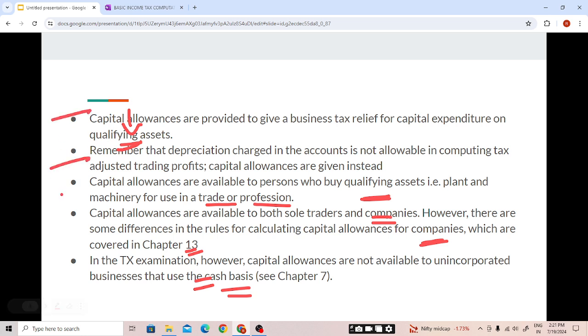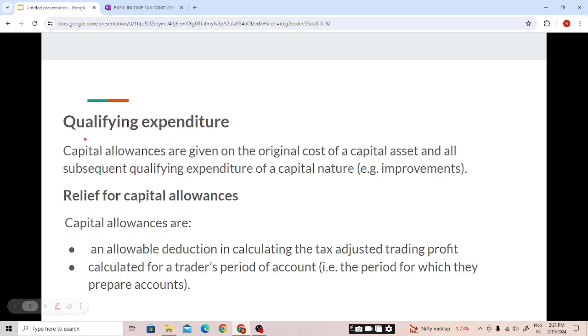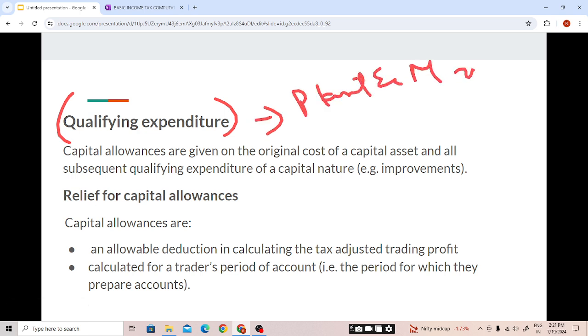I hope these 5 points are clear. This gives a basic understanding of this chapter. Now, moving to qualifying expenditure. Qualifying expenditure includes plant and machinery used for trade or profession.